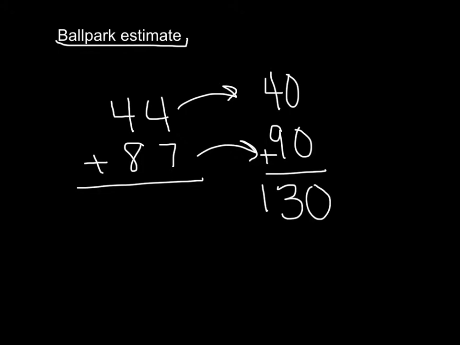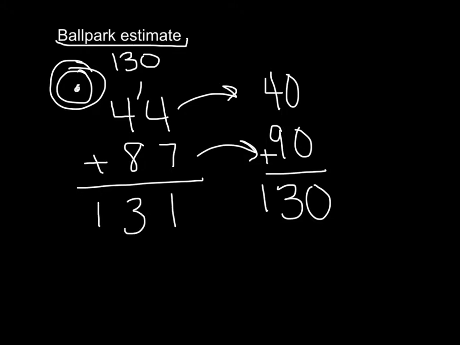So next to my problem, I'm going to draw a bullet point or a target, and I'm going to write the number 130. Then I would add this problem for real to get my answer of 131, and it's really close to 130. So since it's so close, I'll draw the arrow and have it hit the target. So every time you are solving an addition problem, what are you going to do first? Turn and tell your neighbor.